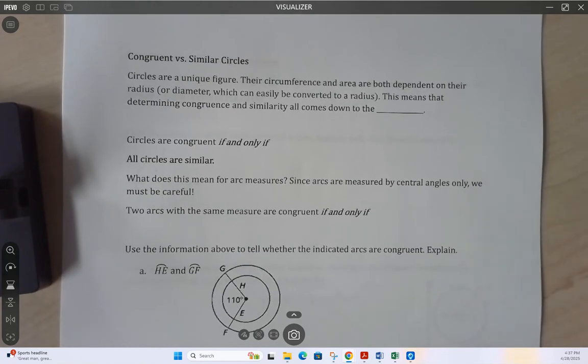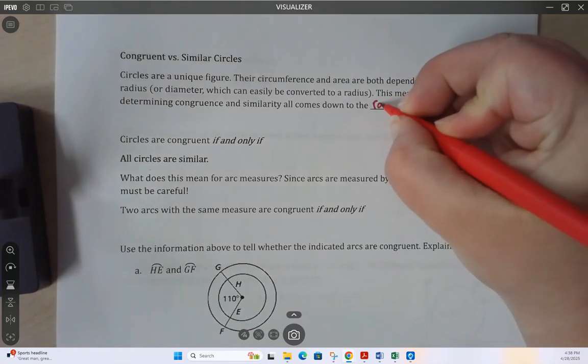Since the circumference and area of circles are both dependent on the radius. Again, I have diameter in here too, because some of us know our circumference based on diameter, but diameter and radius are just half or double. We can do everything based off of the radius. So determining our congruence and similarity all comes down to the radius.